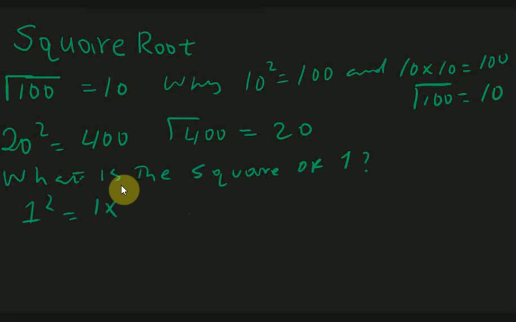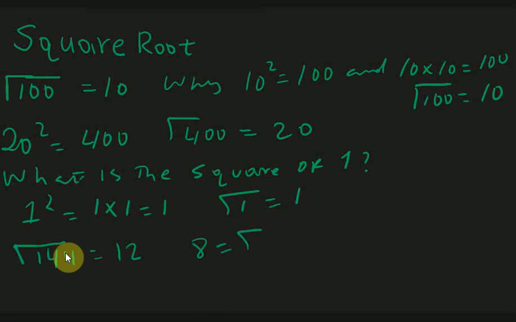What about 1? What is the square root of 1? If you square 1, it means 1 times 1, right? 1 times 1 is 1. So anytime you square 1, you just get back 1. How about the square root of 144? It is 12. Why? Because 12 times 12 is 144, right?